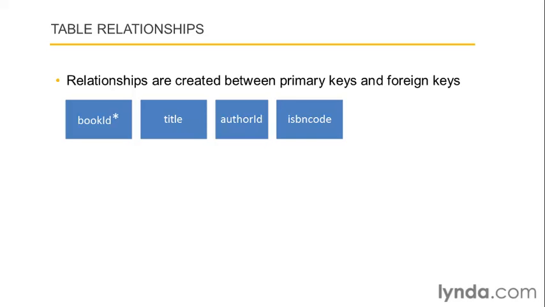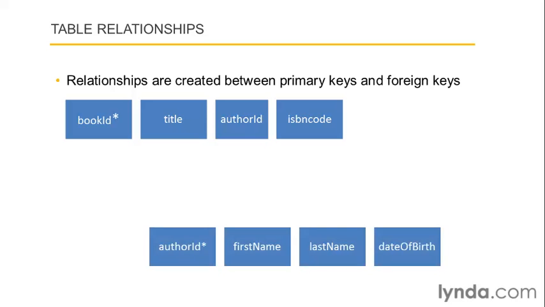In this table, there are 4 columns named Book ID, Title, Author ID, and ISBN code. The asterisk indicates that Book ID is the primary key for this table. Author ID is also a numeric value, but it's not unique in this table. Instead, it's designed to join this table to another table. This table would be the authors table.